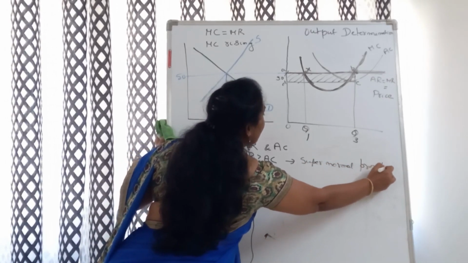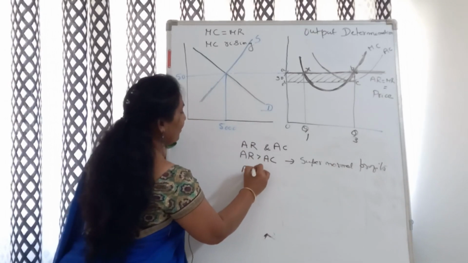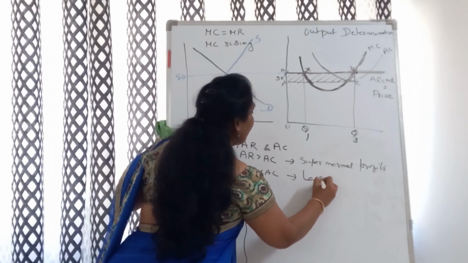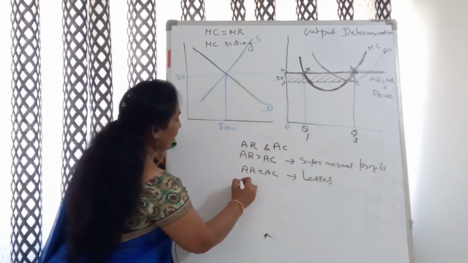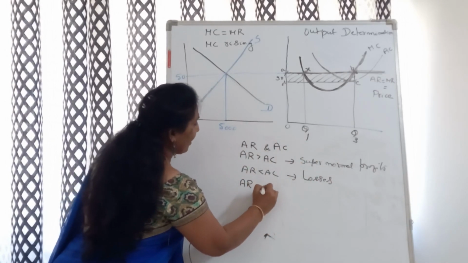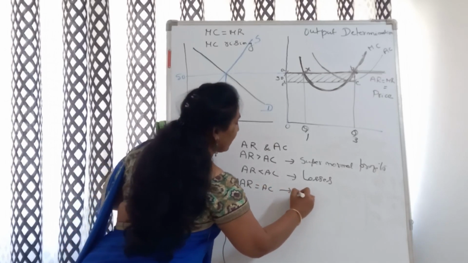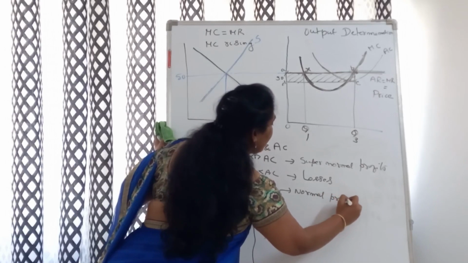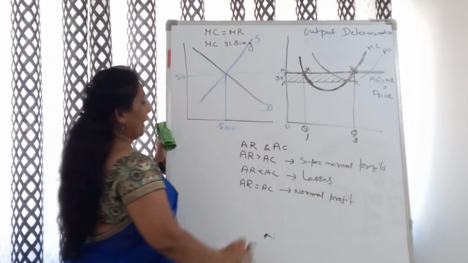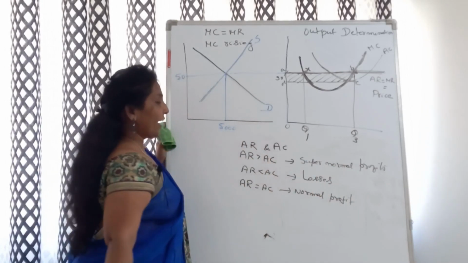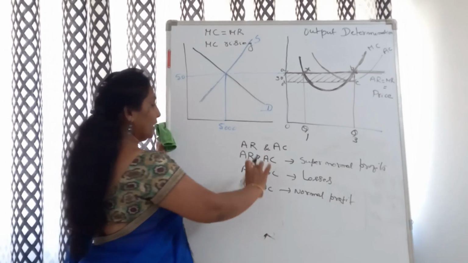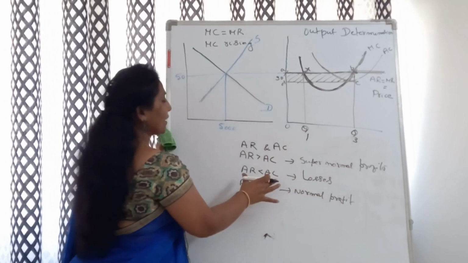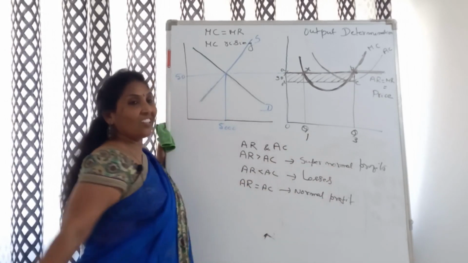If AR is less than AC, losses. If AR is equal to AC, then normal profit. So if we compare AR and AC in the short run, these two cases may be possible. A firm may get supernormal profits or may incur losses in the short run.